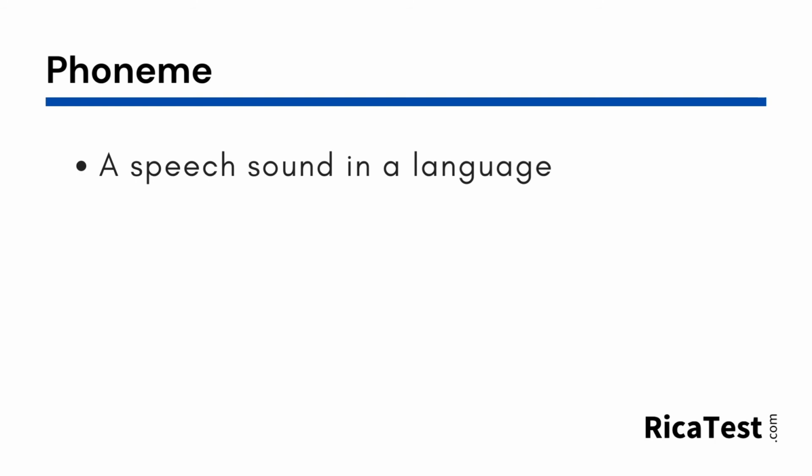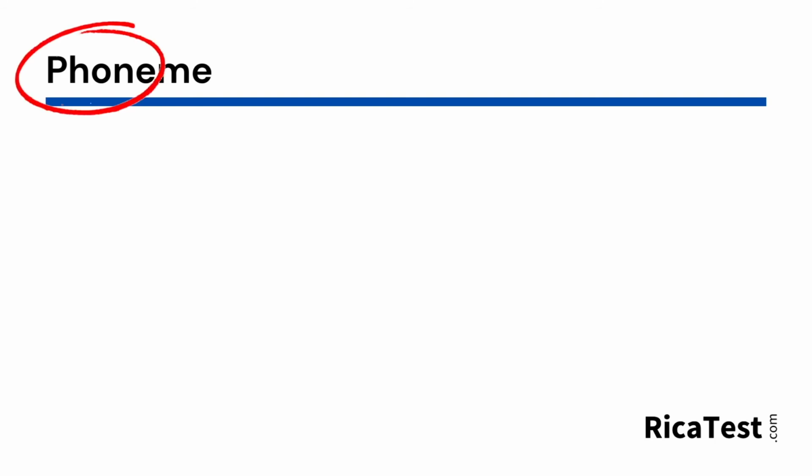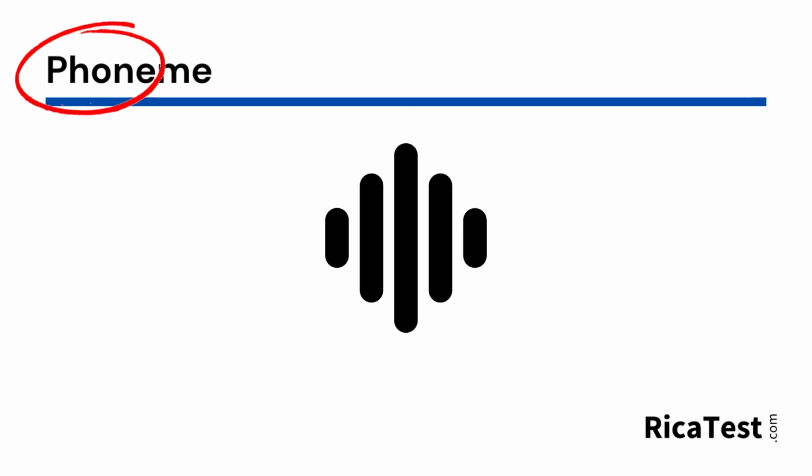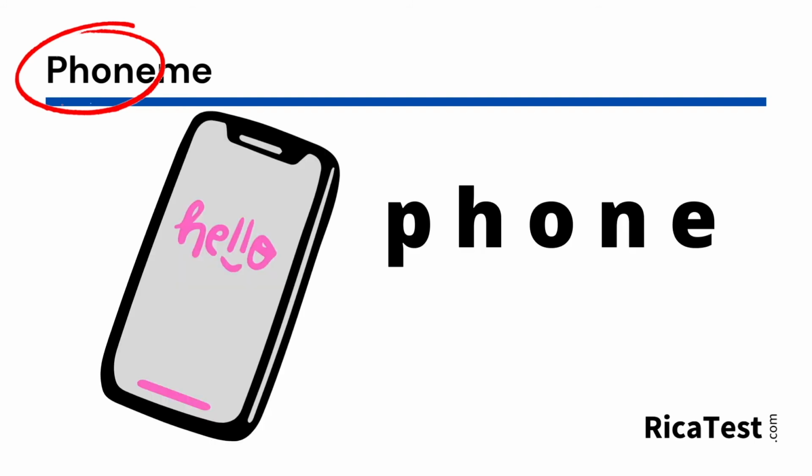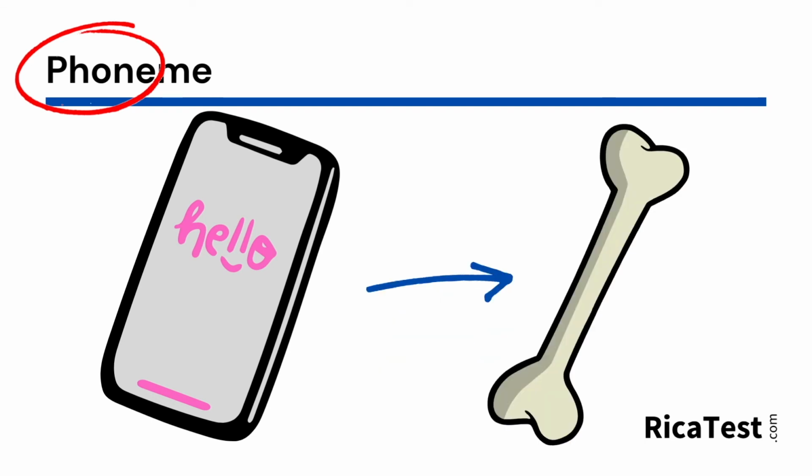A phoneme is a speech sound in a language. Here we see the word phone in the word phoneme. So we think sound. Each sound in a word represents a different meaning. And this is important because if you use the word phone, for example, and for no reason we just change the initial sound from f to b, well, we change the meaning of the word altogether.